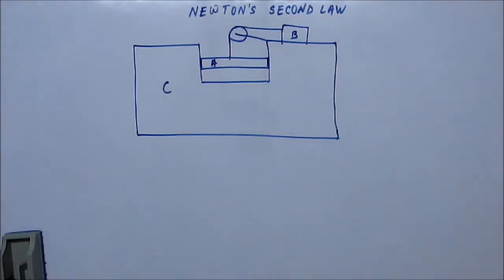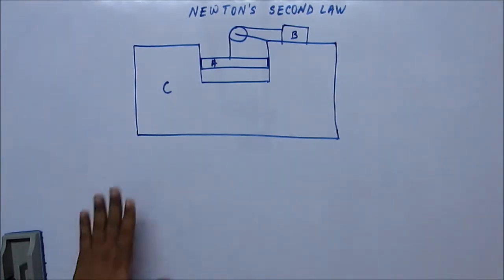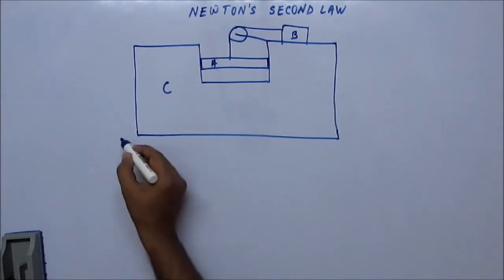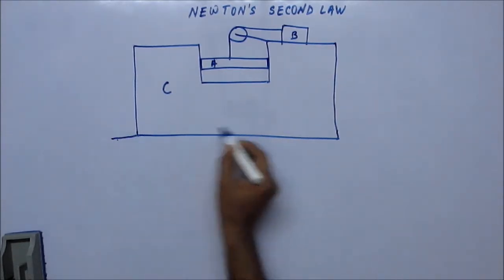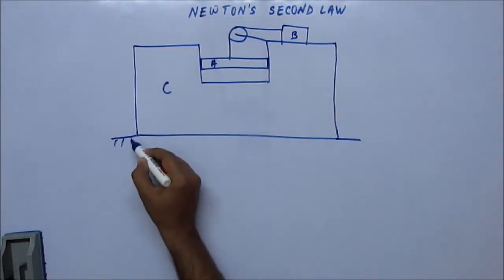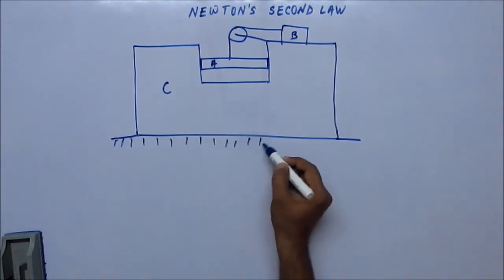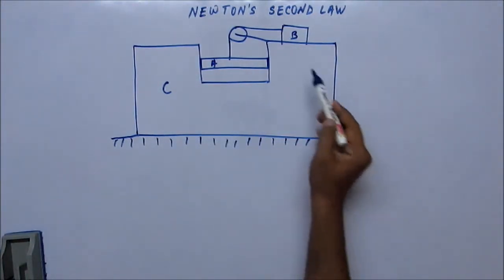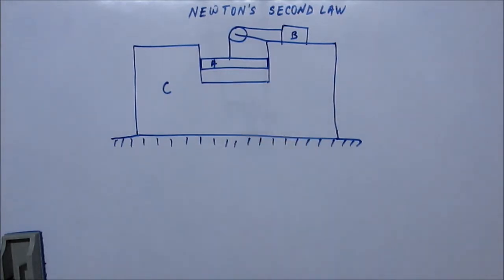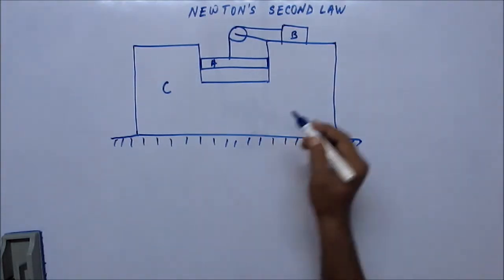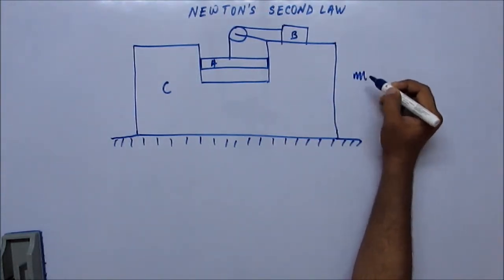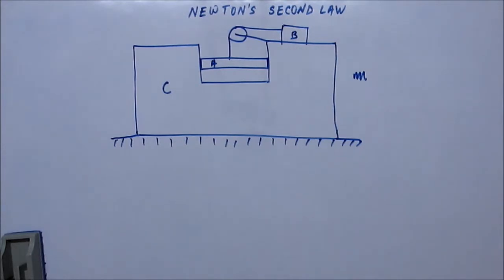Okay, let's solve another simple yet interesting problem. This is the arrangement. The entire surface is smooth. This block C is also kept on a smooth horizontal surface. B is kept on C and A is hung from the string. This is the arrangement of the system. Now the question is, if the masses of A, B and C are same, then what will be the acceleration of the block C?